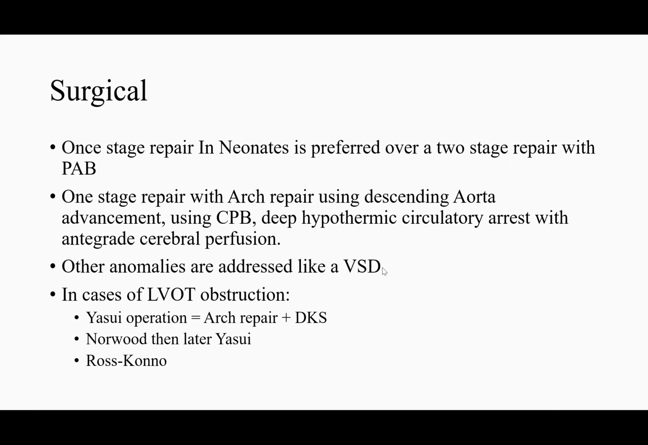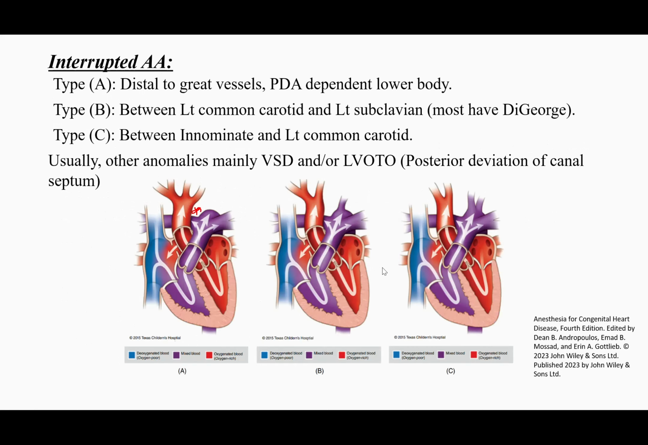One-stage repair in neonates is preferred over a two-stage repair with the pulmonary artery band. One-stage repair with arch repair using descending aorta advancement. Using cardiopulmonary bypass, deep hypothermic circulatory arrest with antegrade cerebral perfusion, so that we can advance the descending aorta and suture it with the arch to connect the descending aorta with the arch.